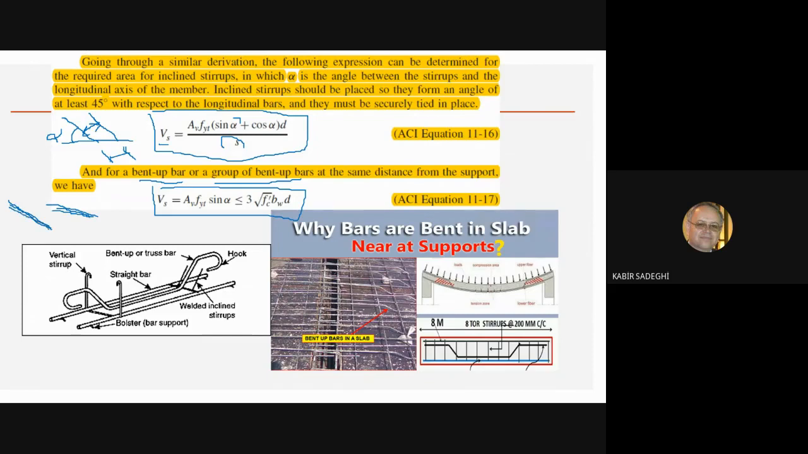Here it shows the bent up bar, or it's called truss bar. And here we have bent up bars and also the vertical stirrups that are shown in the figure as well. You see that.